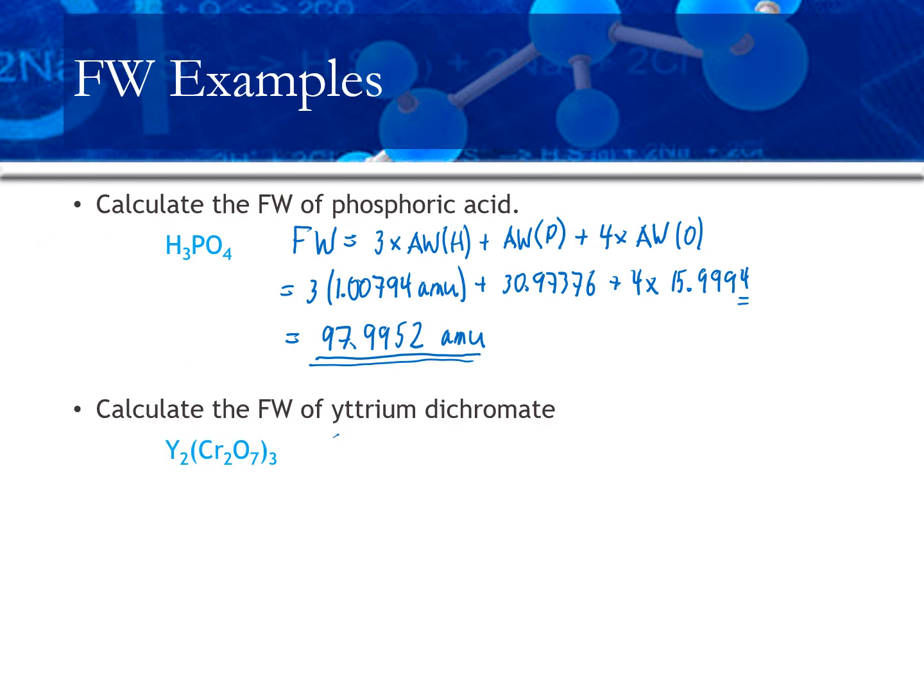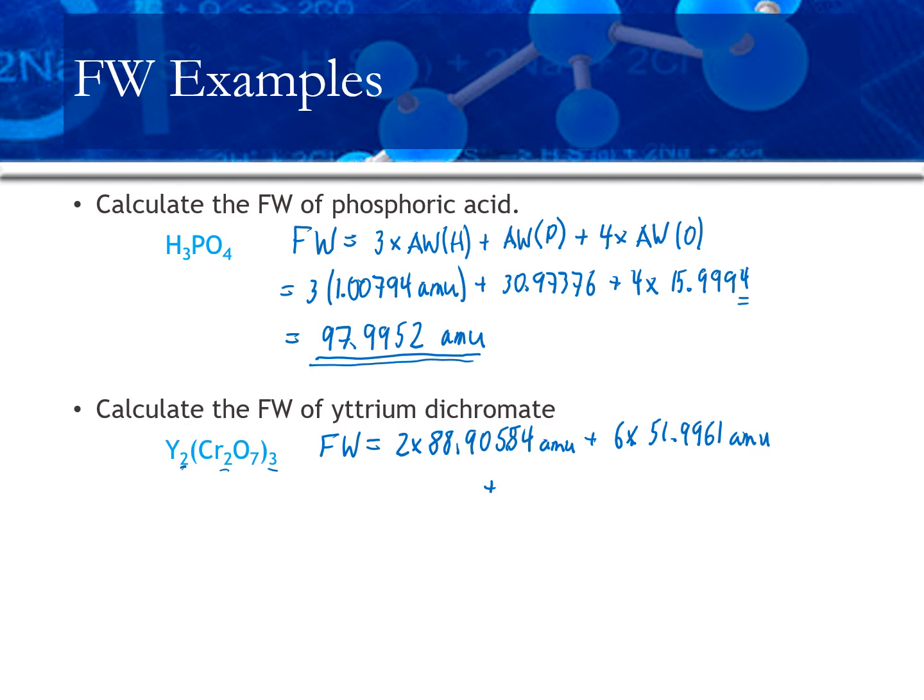So if I calculate the formula weight, again, here I'll do it in a shortcut manner. I'm not going to write it out algebraically. I see that I've got 2 yttriums. So I have 2 times, I look up the formula weight of yttrium. It's 88.90584 AMU. Plus 6 times, I've got 2 times 3 chromiums, that's 6 times the chromium's weight, which is 51.9961 AMU.